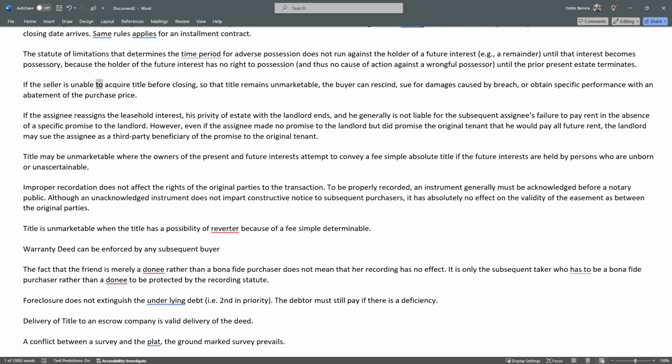If the seller is unable to acquire title before closing, so that title remains unmarketable, the buyer can rescind, sue for damages caused by breach, or obtain specific performance with an abatement of the purchase price.